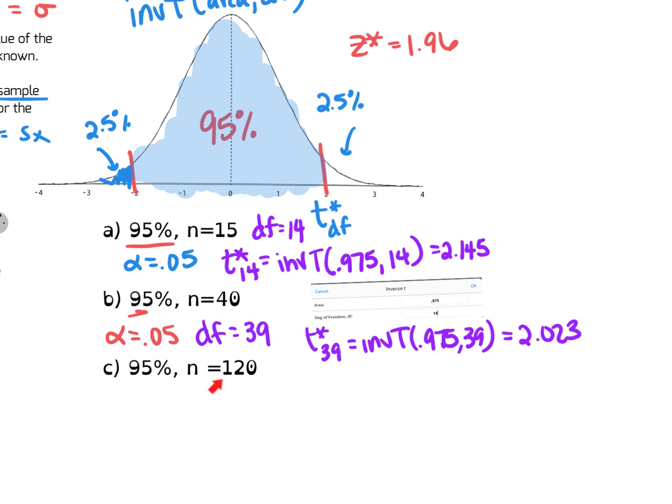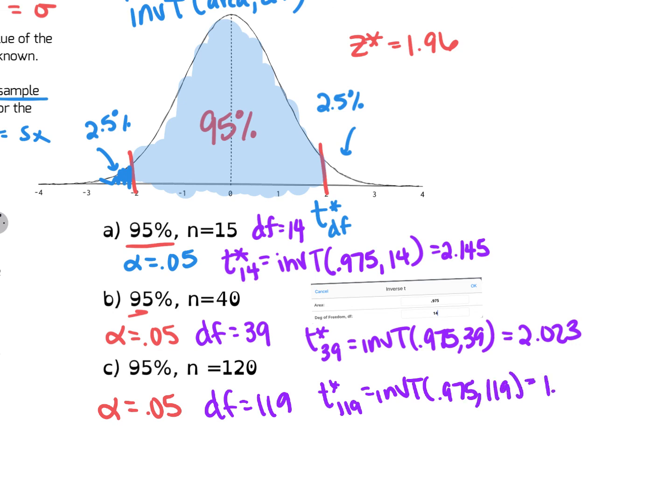What happens to T star when your n is equal to 120? Well, again, my alpha here for 95% is 0.05. And this time my degrees of freedom are going to be 119. So when I do it at 119 degrees of freedom, I get a T star equal to 1.980. And what's happening here is that T star is decreasing as you increase your sample size.